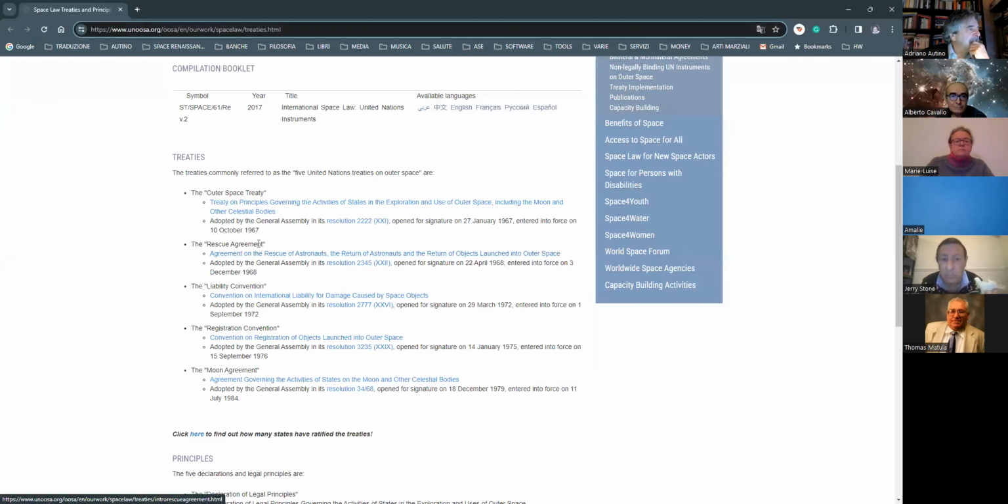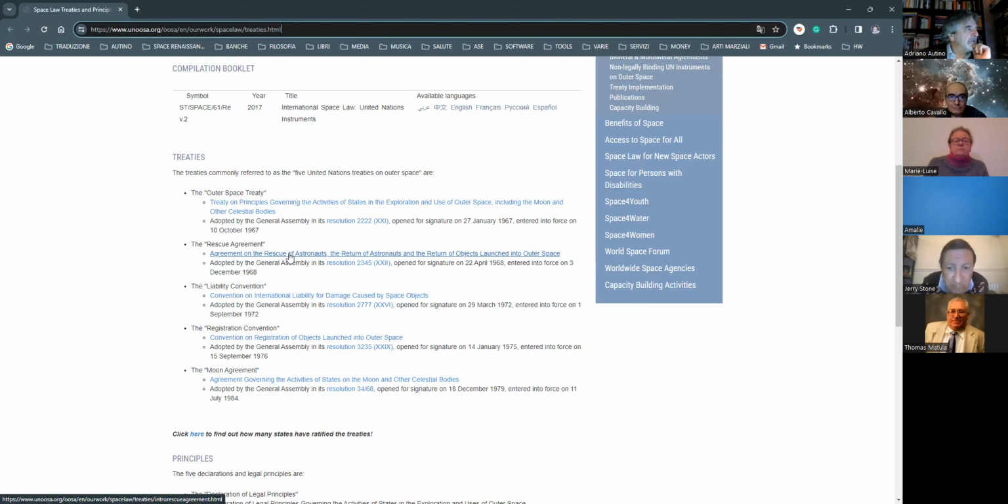Okay, this is the Rescue Agreement. So the Outer Space Treaty, the Rescue Agreement, the Liability Convention, the Registration Convention, and the Moon Agreement. Yeah, the Liability Convention deals with what happens if your spacecraft hits another spacecraft or it crashes on Earth. It deals with the liability issues of that. It was actually implemented back in '78 when a Russian spacecraft with a nuclear energy source crashed in Canada. So there's already law on that.